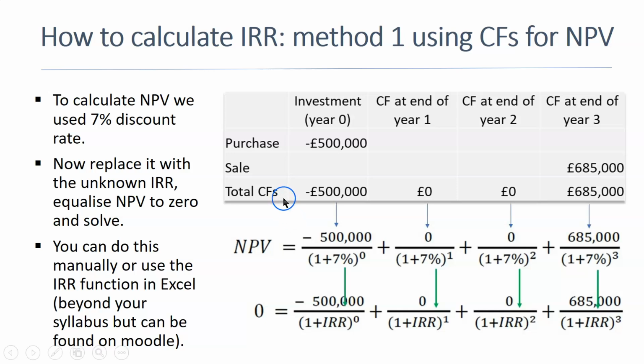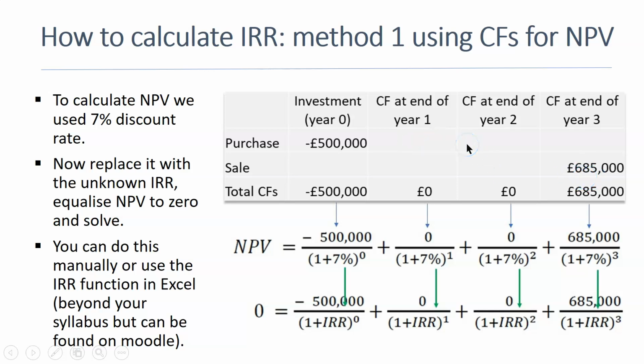I always recommend structuring your data in a clear way. So here we have a number of cash flows at different time periods. Initially, we make our investment. This is our initial outlay. There are no cash flows in year 1 or year 2, and there is a single cash flow in year 3 when we sell our property.